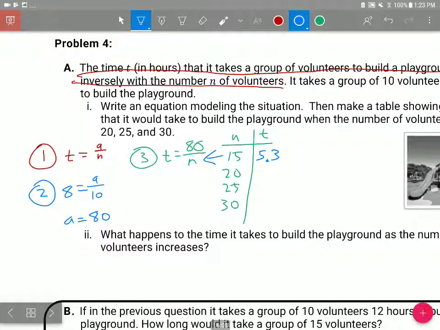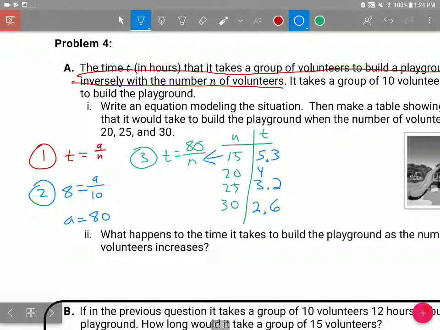Plug in a 20. What's 80 divided by 20? 4. Plug in the 25. What's 80 divided by 25? 3.2. Plug in the 30. What's 80 divided by 30? 2.6. So that's how long it takes depending on how many people you've got.